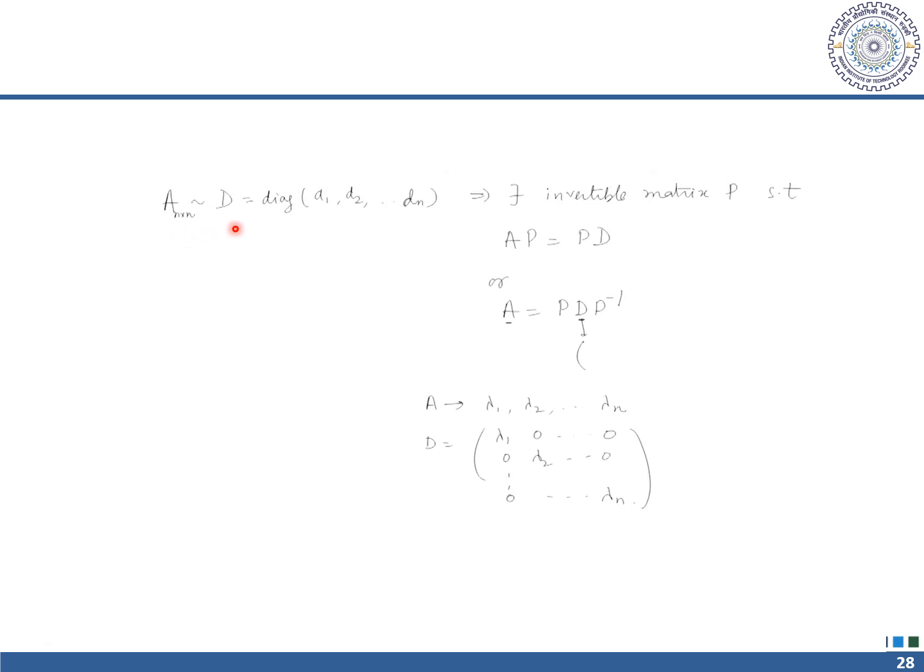Let the eigenvalues of A be lambda 1, lambda 2, and so on up to lambda n. The eigenvalues of a diagonal matrix are the same as the elements on its diagonal. So they both are going to have the same eigenvalues, and the eigenvalues should be present in the diagonal, as shown here: D equals lambda 1, lambda 2, and so on up to lambda n. A and D have the same eigenvalues.